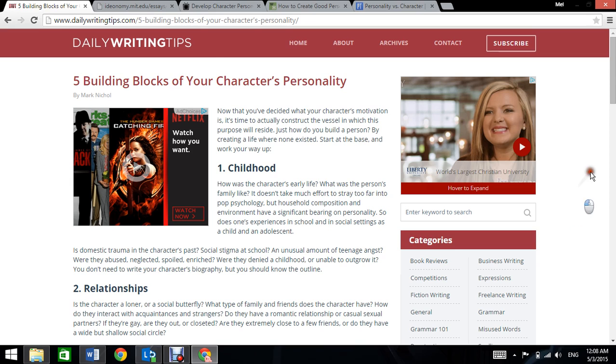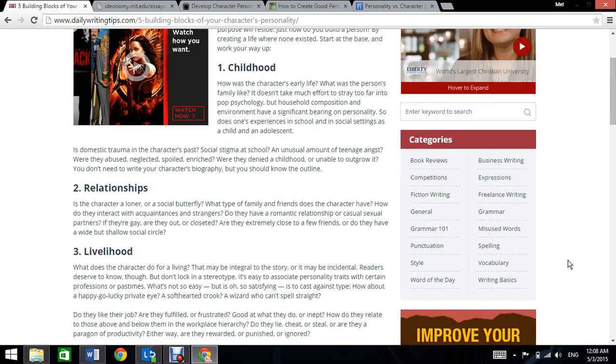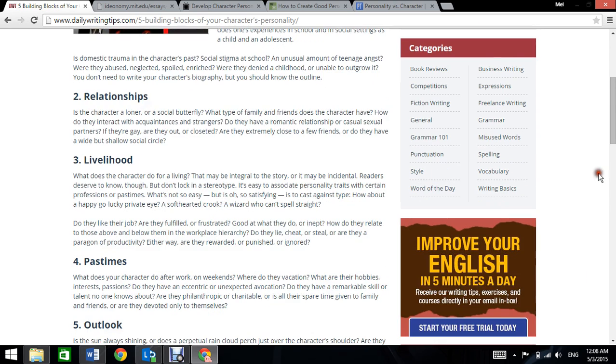Background, as in childhood. It's pretty much the same thing as before. Childhood can really affect a character. If they are a child, well, what's happening now? Relationships with other people, like their family, their friends, loved ones maybe. Are they really talkative to people? Are they socially awkward or what?